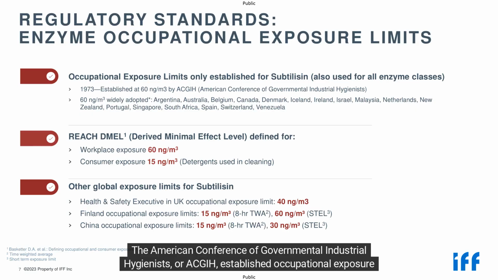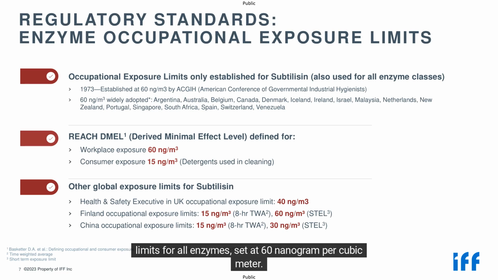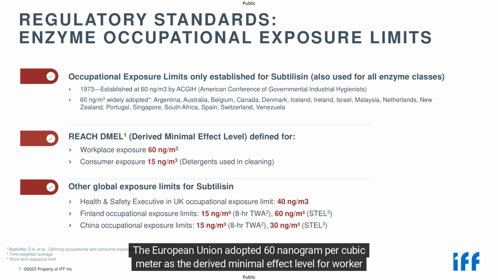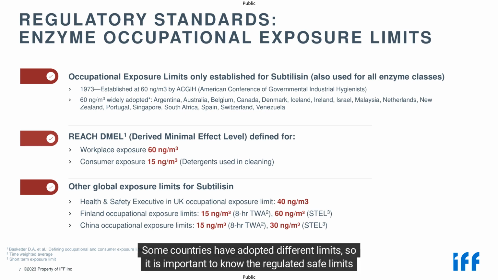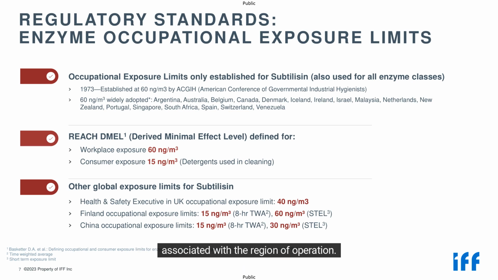The American Conference of Governmental Industrial Hygienists, or ACGIH, established occupational exposure limits for all enzymes, set at 60 nanogram per cubic meter. These levels were adopted as regulatory standards by multiple countries. The European Union adopted 60 nanogram per cubic meter as the derived minimal effect level for worker exposures and 15 nanogram per cubic meter for consumer exposures. Some countries have adopted different limits, so it is important to know the regulated safe limits associated with the region of operation.